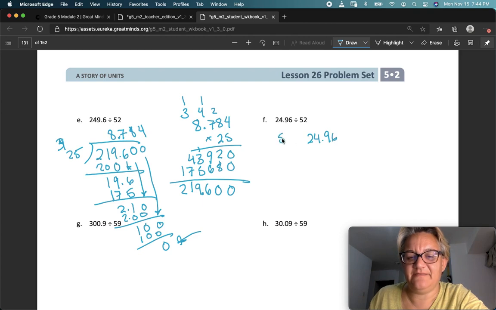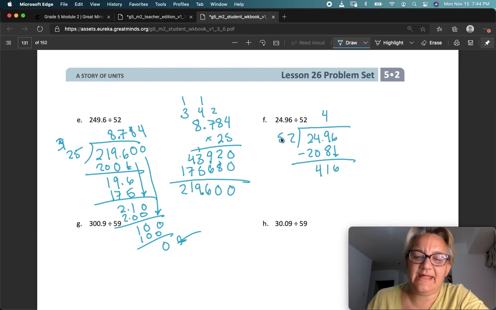Okay, 249.6 divided by 52. 52 is not going to go into 249 five times. It might go in there 4 times. 4 times 2 is 8, and 4 times 5 is 20. Then subtract, 9 minus 8 is 1, 4 minus 0 is 4. Bring down the 6, and let's see. 50 will go into 400 8 times, so let's try that.